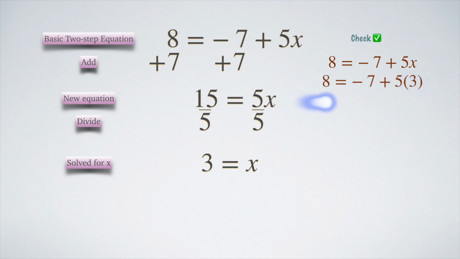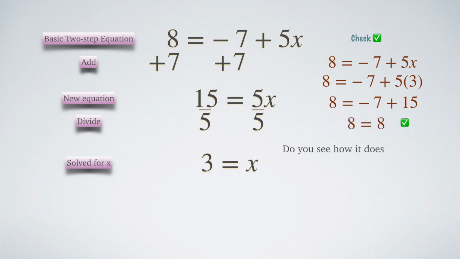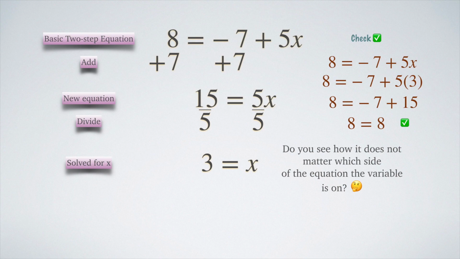Substitute that 3 in to check. Negative 7 plus 15 does equal 8. And I need you to see that it does not matter which side of the equation the variable is on. The process is exactly the same thing.